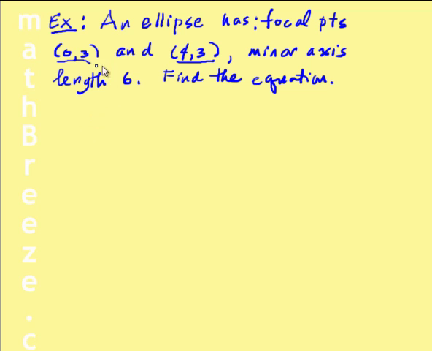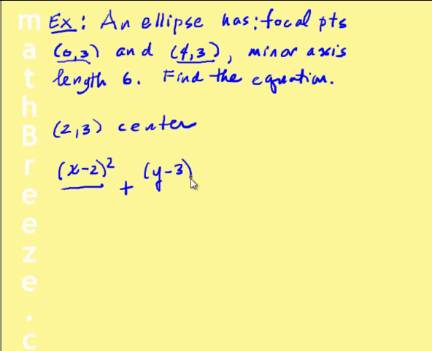All right, so first let's look at these focal points, and the midpoint of these two focal points is (2, 3). All right, so (2, 3) will be the center. So if we start to write the equation, it's going to start to look like this: (x minus 2) squared over, plus (y minus 3) squared over, equal 1. Now we have to figure out these numbers underneath.